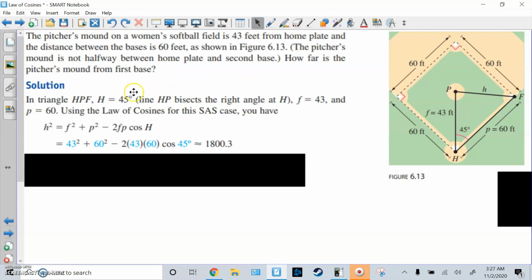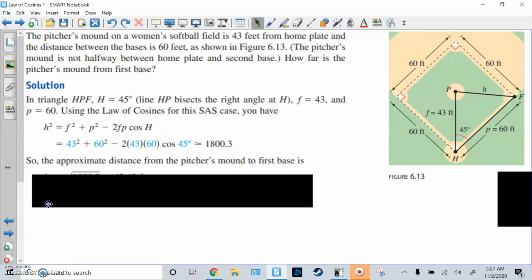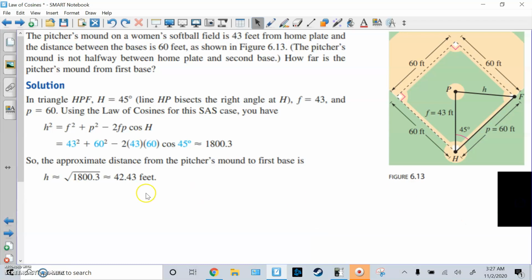So here's the formula. We're trying to find h. So h squared equals f squared plus p squared minus 2 times f times p times cosine of this angle, 45. That angle is 45 degrees, so that's half of 90. They fill it in, they calculate it, and h squared is 1800. You're going to square both sides to get 42.43 feet.